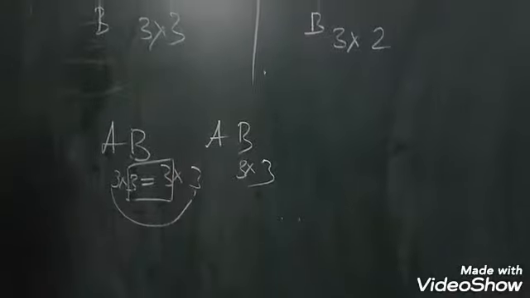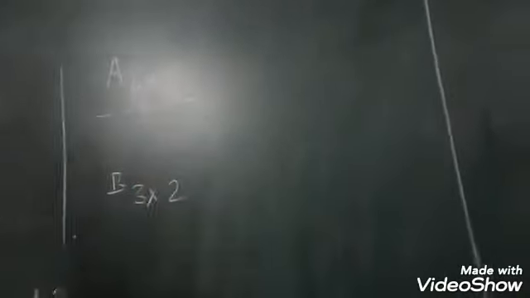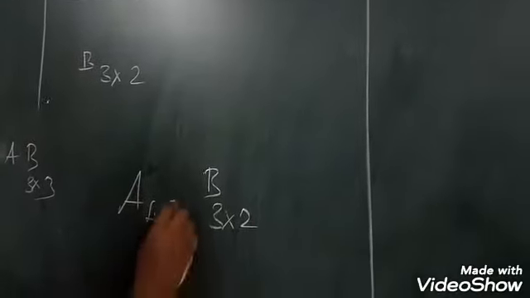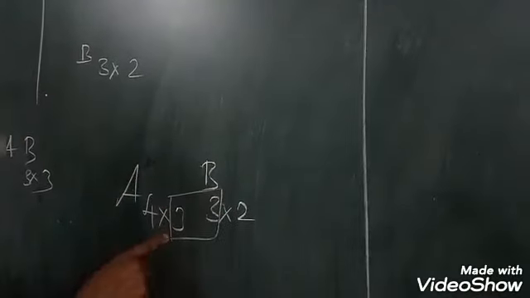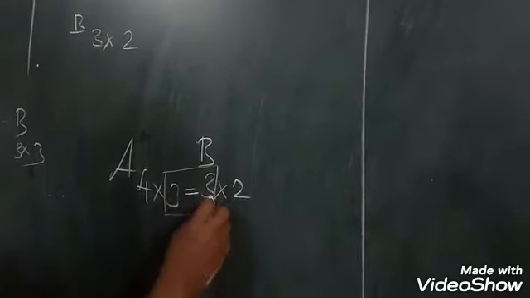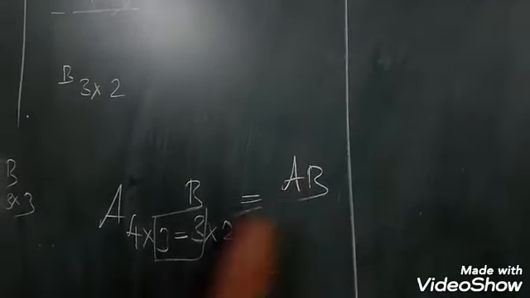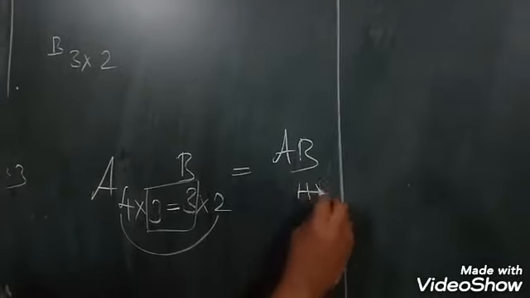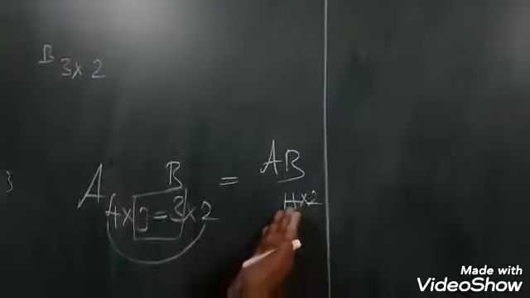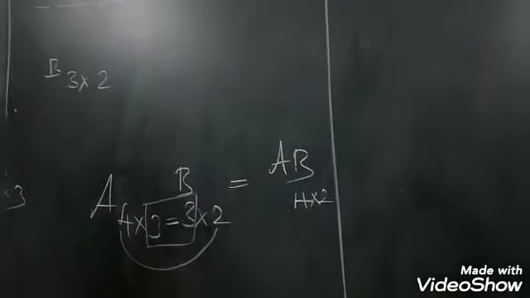3 cross 3. Okay girls, the same like this, see the second one: A matrix is 4 cross 3, B matrix is 3 cross 3 given. This is for your examples. See girls, here the first matrix column is equal to the second matrix row. Both should be equal. So the product of the matrices, the remaining, what are the remaining girls? 4 cross 2. The order of the product matrix will be 4 cross 2. Have you all understood these steps?